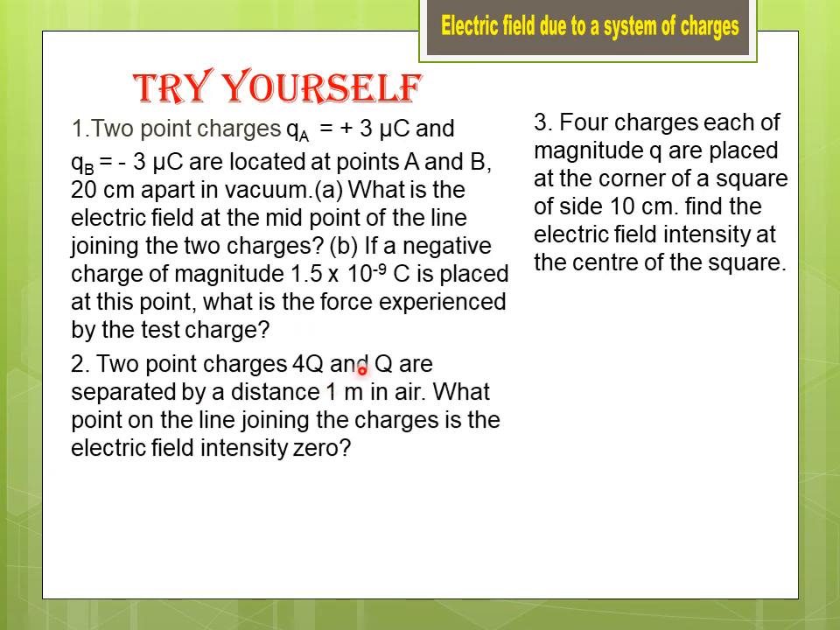Second, two point charges 4Q and Q are separated by a distance of 1 meter in air. At what point on the line joining the charges is the electric field intensity 0? And third, four charges, each of magnitude q, are placed at the corners of a square of side 10 centimeter. Find the electric field intensity at the center of the square.